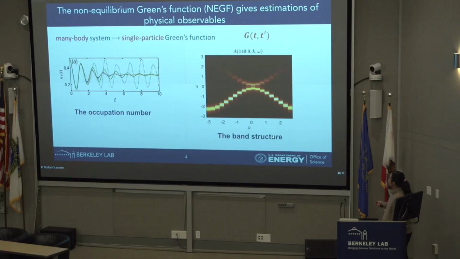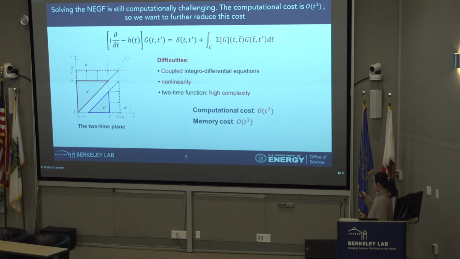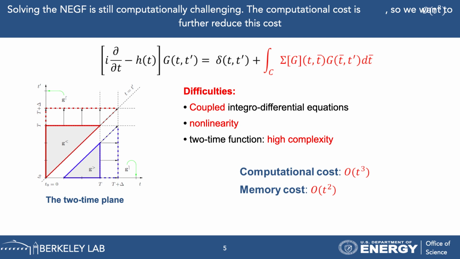From the band structure, we can get to know the energy states of the system, and it can help us gain knowledge about the electronic properties of the system. But although we have simplified the system and used a single particle Green's function to represent it, it is still very difficult to get the values for the Green's function.